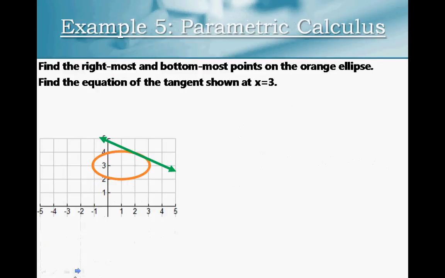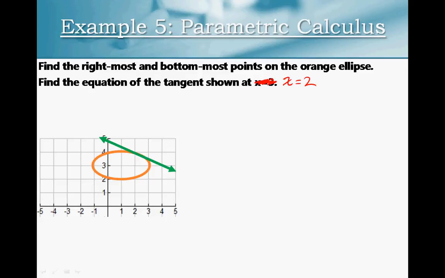Okay, and then I've got a quick little example we're going to work through here. Find the rightmost and bottommost points on the orange ellipse. Now I know we don't need calculus for this, but we're going to use calculus for it. And find the equation of the tangent shown at, it says x equals 3. It's supposed to be x equals 2. So just tweak that in your notes for me.